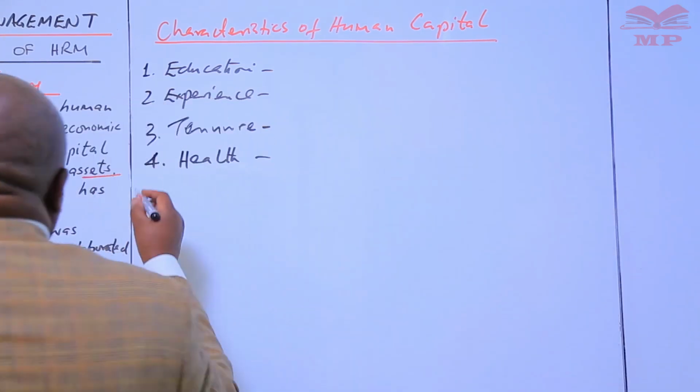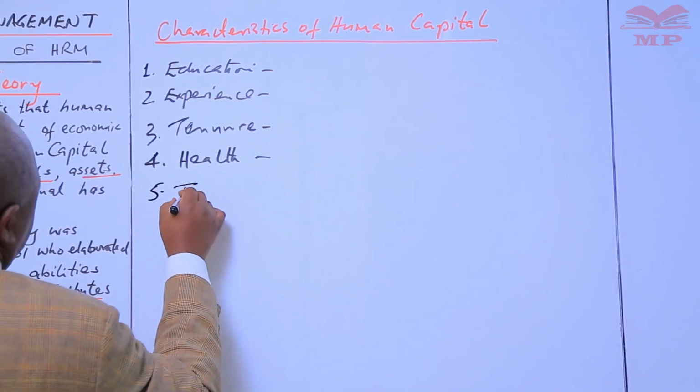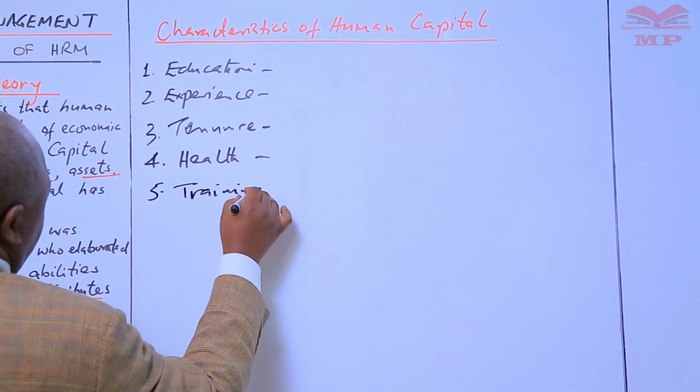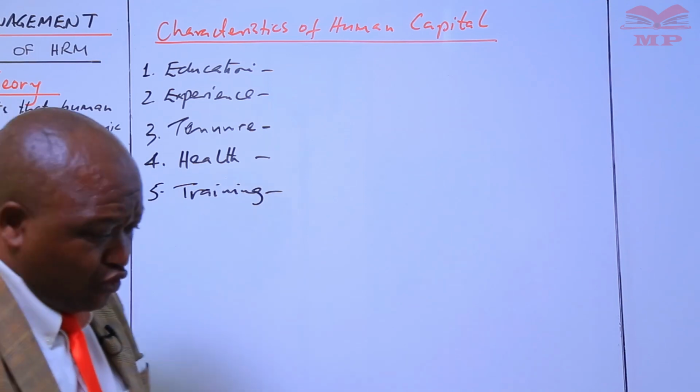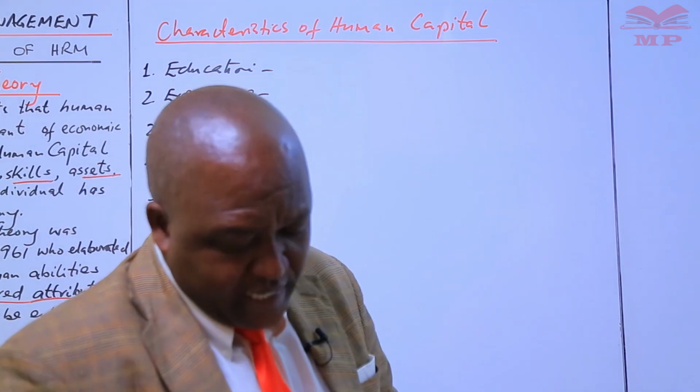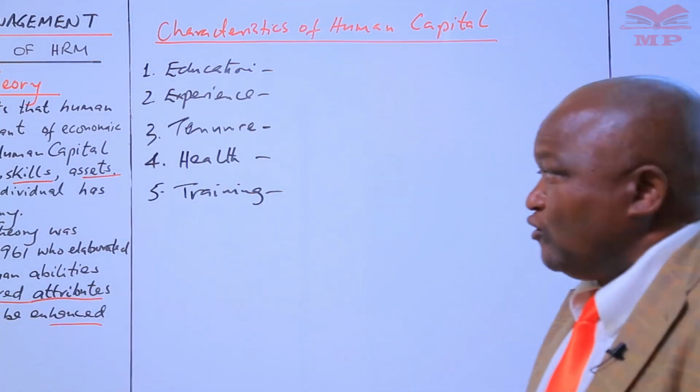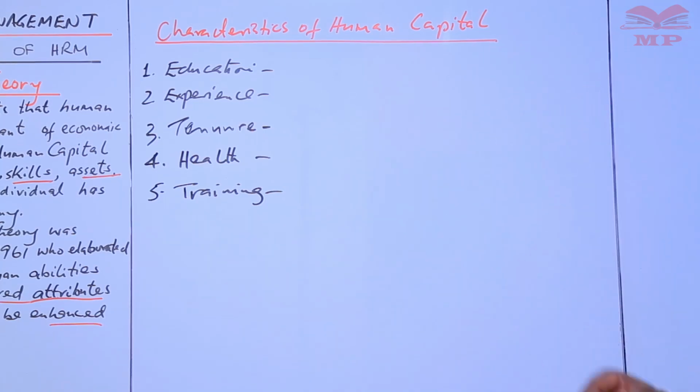Then you also have the aspect of training. The kind of training an individual receives could be on-the-job training, off-the-job training, or a combination, and ongoing training. That again influences the kind of human capital any organization can have.